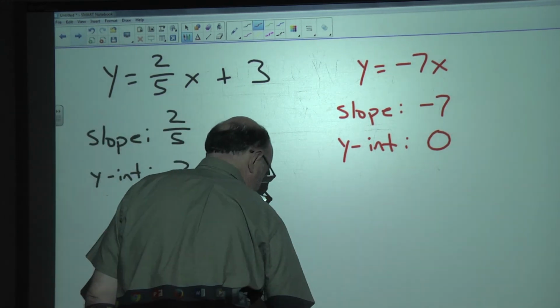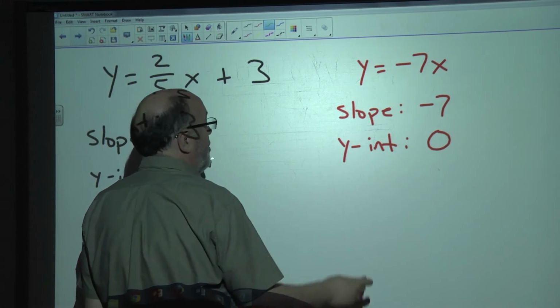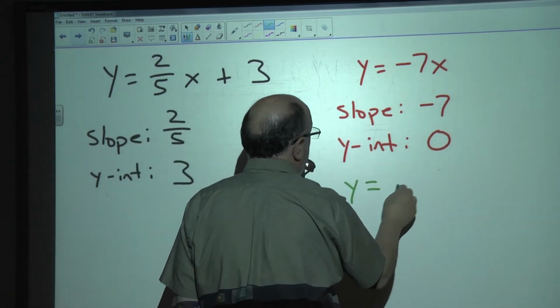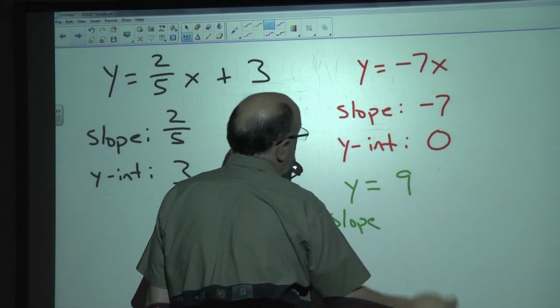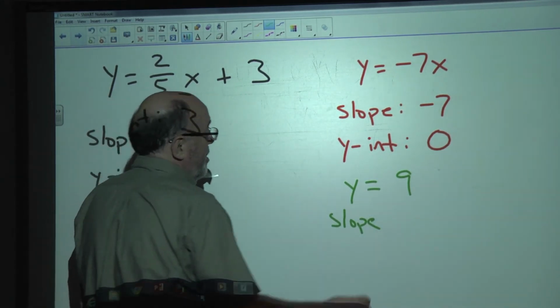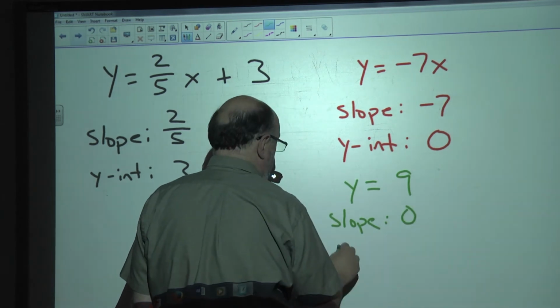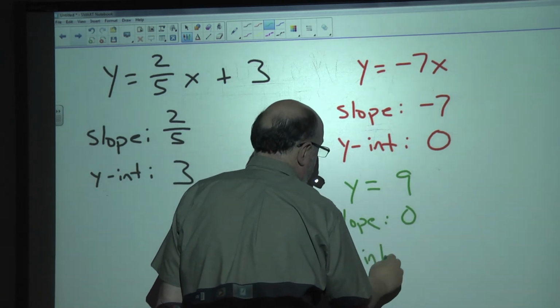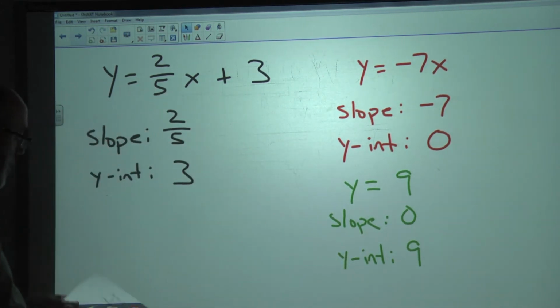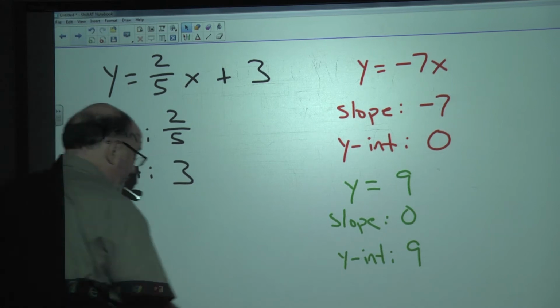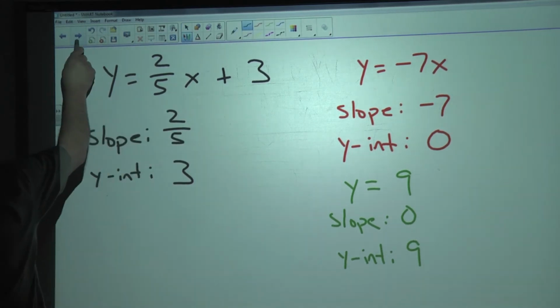And then, lastly, if I had this equation, y equals 9, and I want to know the slope, well, in this case, there is no x term in there, and so the slope is 0, and the y-intercept is going to be 9. So given the equation, you should be able to tell me what is the slope and what is the y-intercept. Now, well, how about given the equation and drawing the graph of the line?